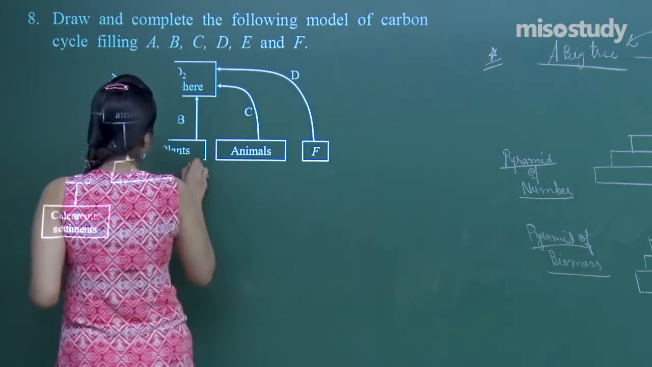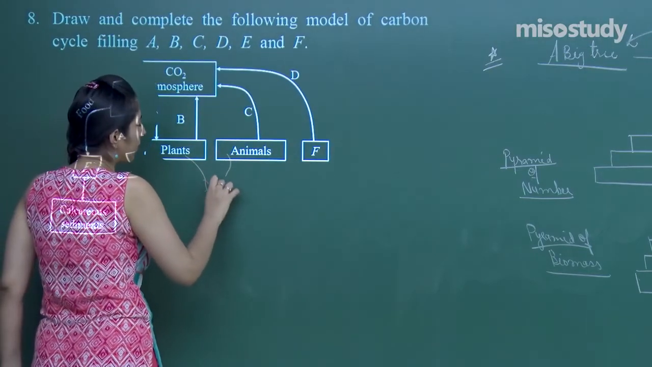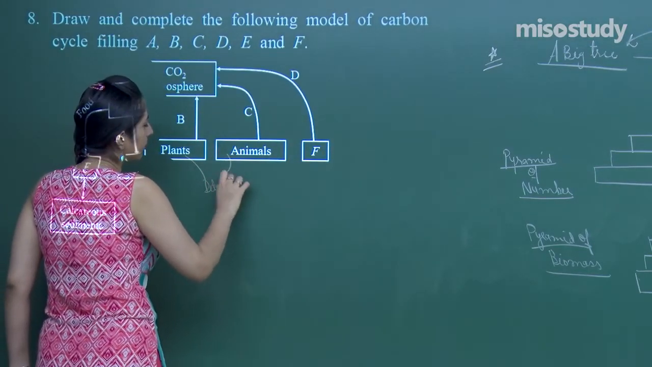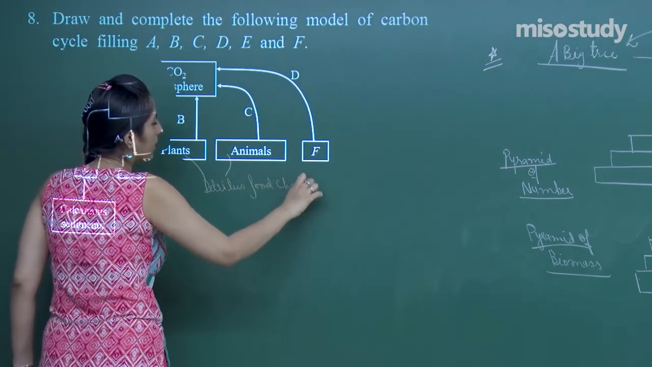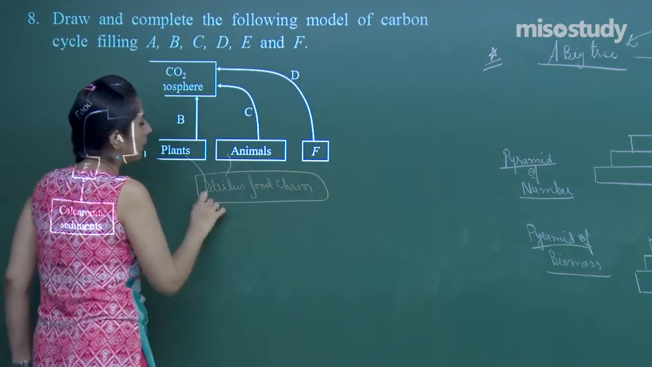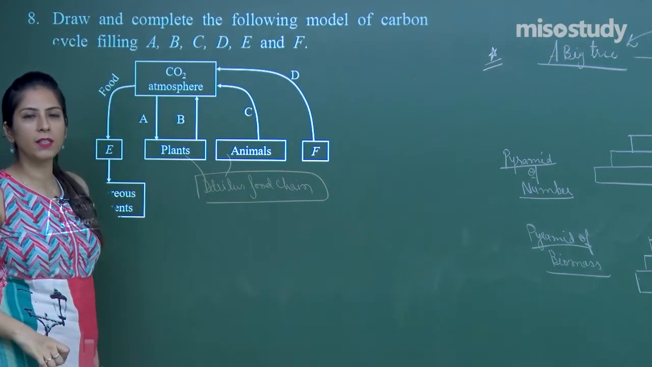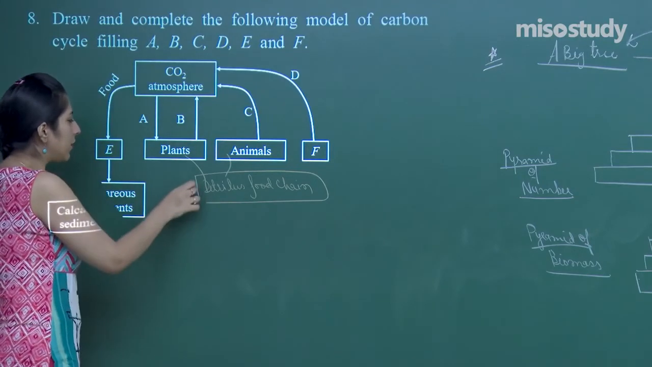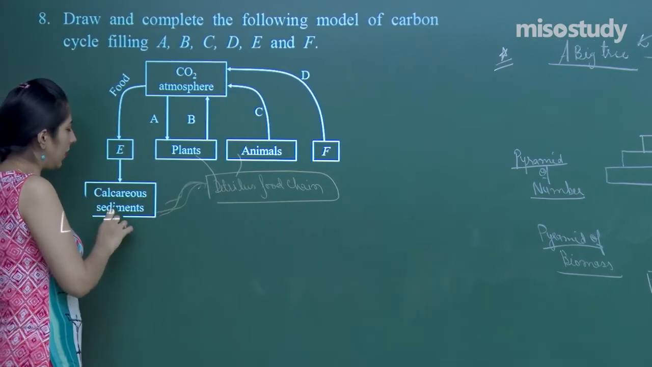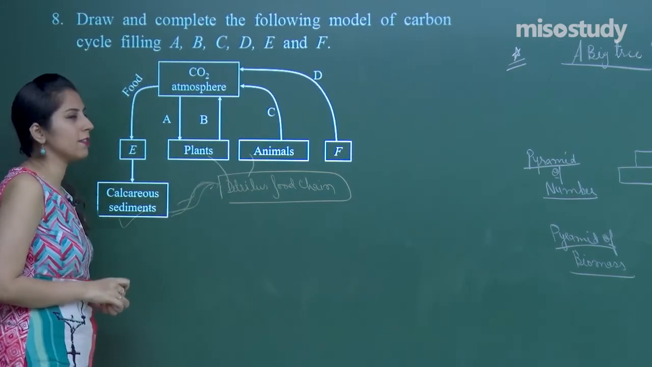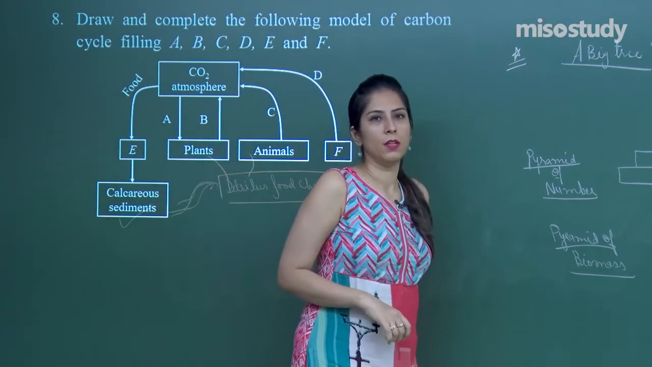And one more thing, whenever these plants and animals die, they will enter into the detritus food chain. Those inorganic substances which will be released by the detritus will flow to the nearby water bodies, and they will deposit in the form of calcareous sediment, right. This is how you have to explain.